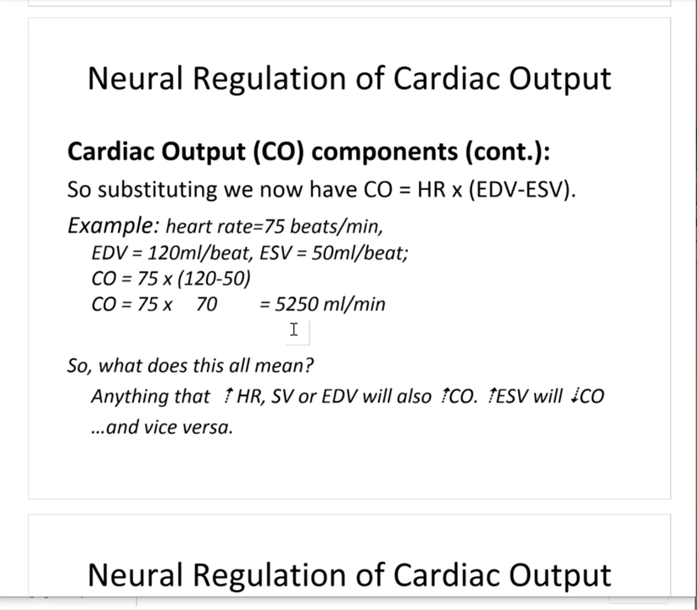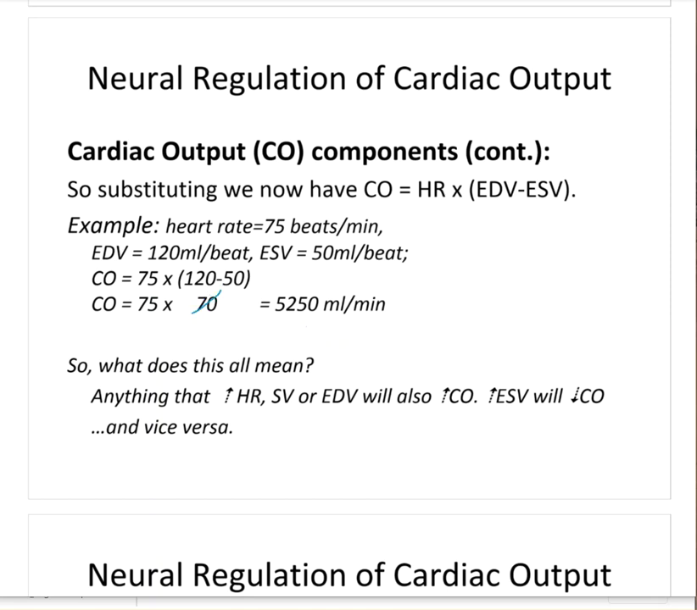So what does this mean? And so now what we want to do is start thinking about how, if we change this, what would happen. So anything that increases heart rate would increase cardiac output, right? Let's say I change this number to 80. 80 times 70 is 5,600. So cardiac output just went up. So anytime I increase heart rate, cardiac output goes up.